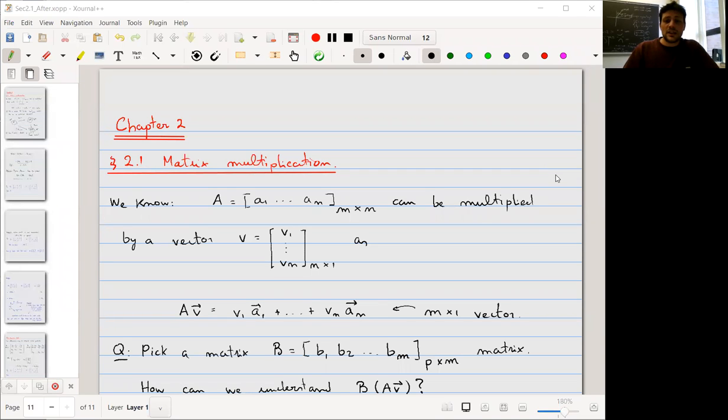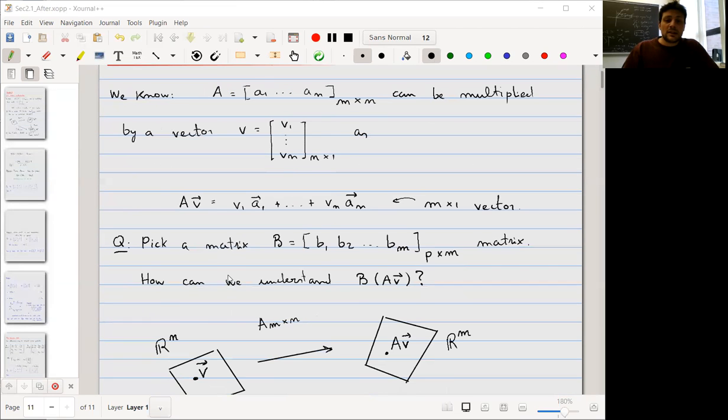Hello everyone. In today's video, we'll learn how to multiply matrices together. We already know how to multiply a matrix A of size m by n with a vector whose number of entries is the same as the number of columns of A. I recall that the definition is just a linear combination of the columns of A with coefficients the entries of the vector V. The output has the same size as one of the columns of A, which is an m by 1 vector. It has as many entries as the matrix A has rows.